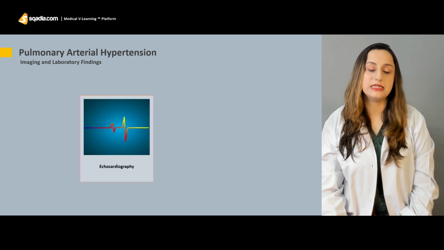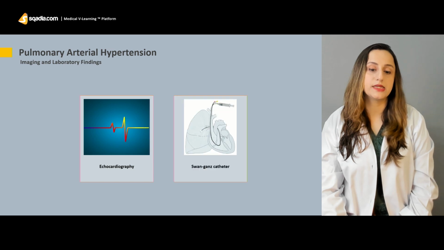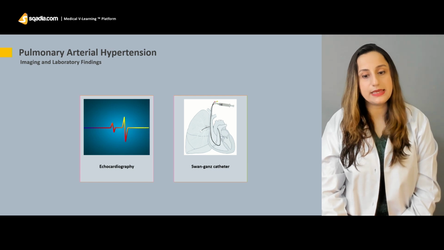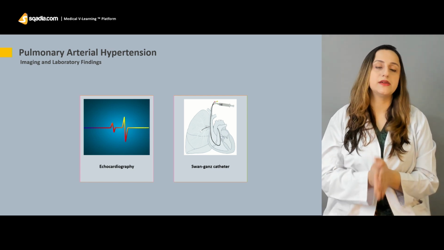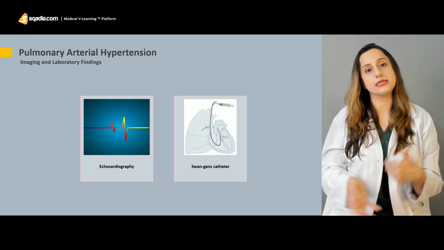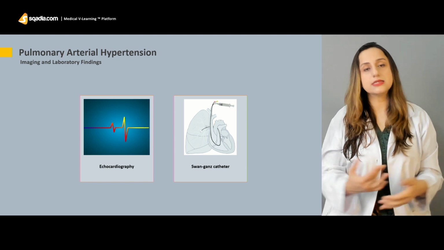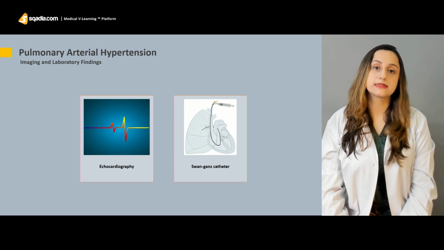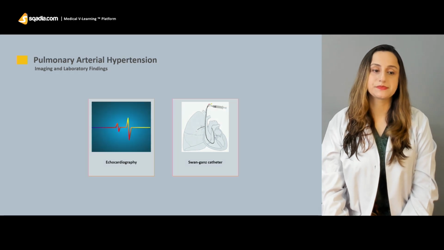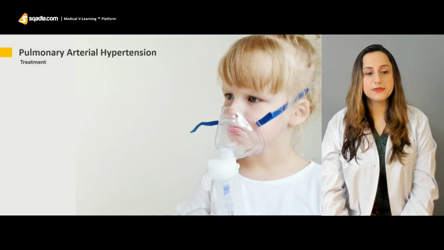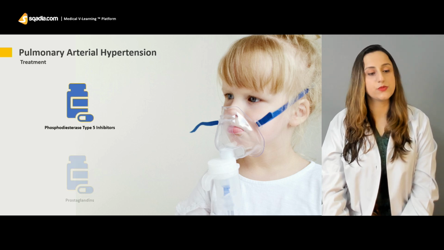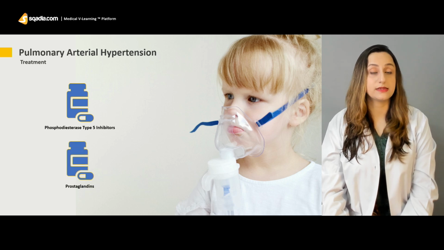consist of the ECGs, the echocardiographs are also taken into account. And then we perform the Swan-Ganz catheter test just to see any kind of abnormality, if there is some sort of right ventricular dysfunction in the patient, that is diagnosed by this Swan-Ganz catheter testing. The treatment usually consists of phosphodiesterase type 5 inhibitors, and then we move on to the prostaglandins as well, that are basically the drugs of choice.